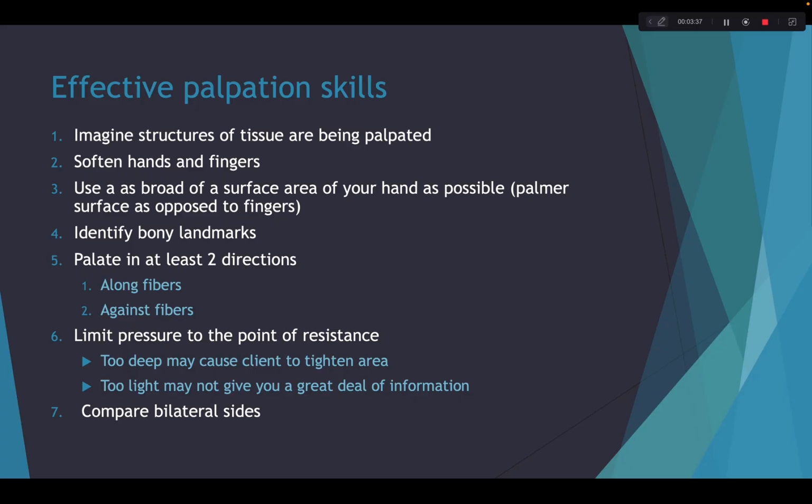Limit pressure to the point of resistance. Remember, if you use too deep of a pressure, it can cause the client to tighten the area and kind of try to pull away. If you go too light, it may not give you a great deal of information, so you might not be feeling anything. Again, always compare bilateral sides.